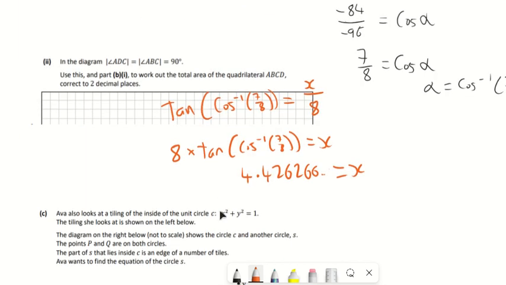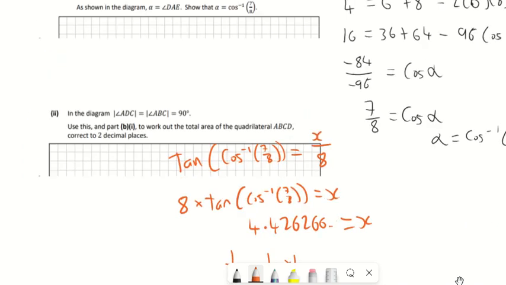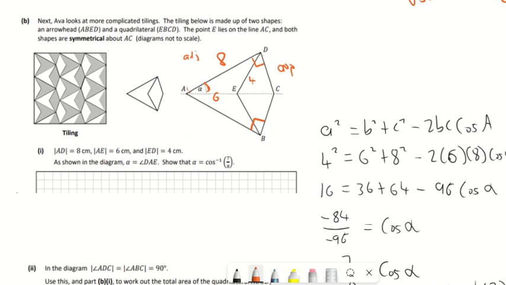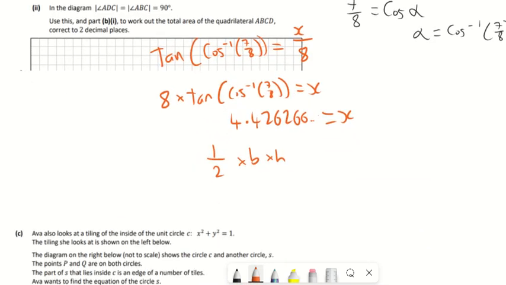So therefore I'm just going to use the formula half times base times height. So half times base times height, and that'll work out the area of one of the triangles, and then we'll times that by 2. So I'm going to use 8 and 4.426266 as my base and the height.